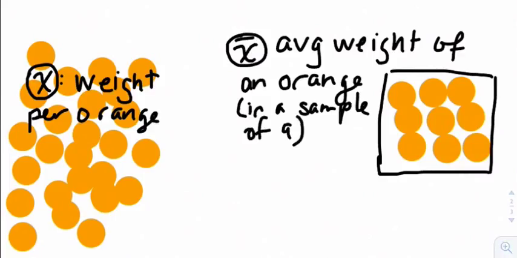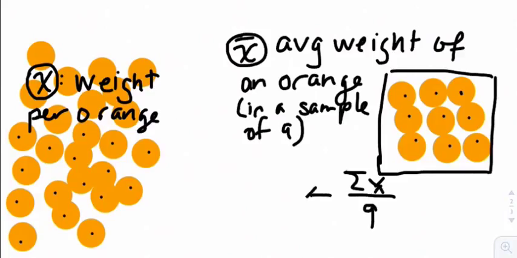So instead of looking at the weight of each individual orange on their own, we're going to make groups of 9, and we're going to take the average. So we have these 9 oranges, 1, 2, 3, 4, 5, 6, 7, 8, 9. We're going to take the average, and that is going to be one new x bar value.